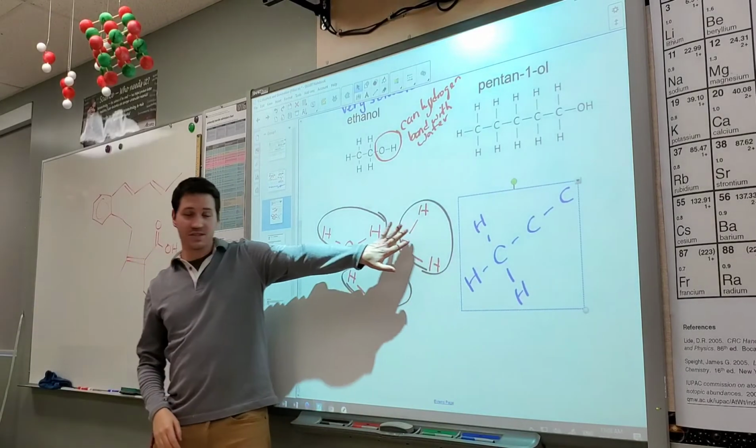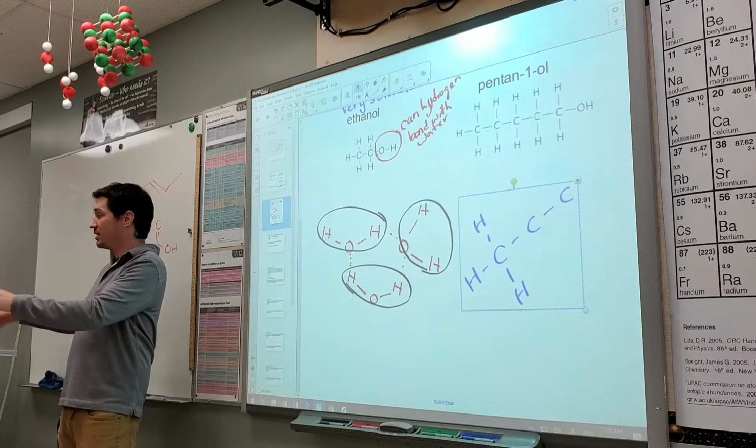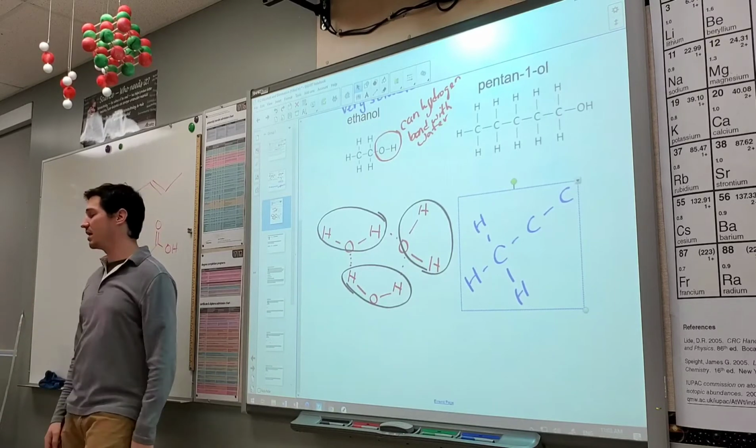is that in order for something to be soluble in water, it has to be equally as strong or attracted to the other waters that are surrounding it.